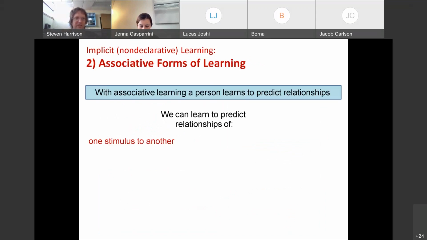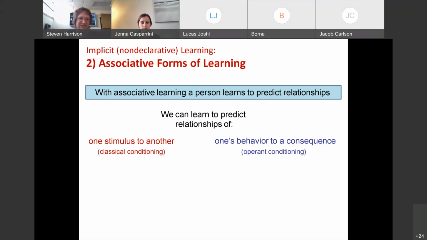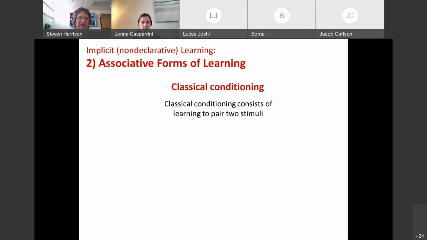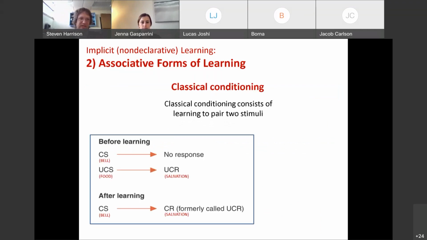Okay, so we can learn to predict the relationship of one stimulus to another, or the relationship of one's behavior to a consequence of that behavior. These two types of relationships refer to two different types of learning in the literature: classical conditioning on the one side and operant conditioning on the other. In the case of classical conditioning, this consists of learning to pair two stimuli.